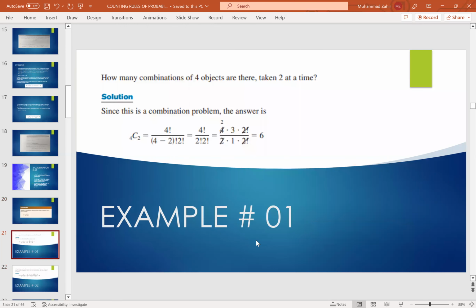Now we see an example. How many combinations of 4 objects are taken 2 at a time? As we know the formula of combination, we put the values in it: 4! / ((4 - 2)! 2!). By putting in the values and dividing, we get 6 combinations of the objects.